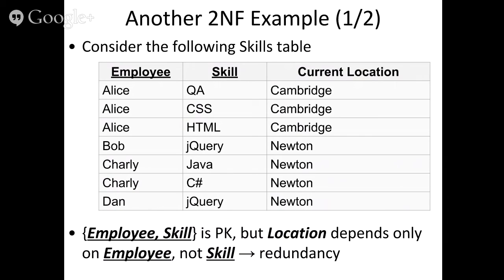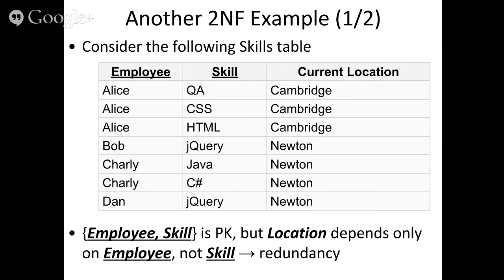Here's another example. We have a list of employees on the left-hand side, and we have skill also. So the combination of employee and skill is a primary key. We call it a compound key. It's a combination of employee and skill that has to be unique. You can't tell me that Alice is a QA more than once, it makes no sense. But I can tell you that Alice has lots of skills. Alice has QA, CSS, HTML. Bob has jQuery. Charlie has Java and C#. Dan has jQuery.